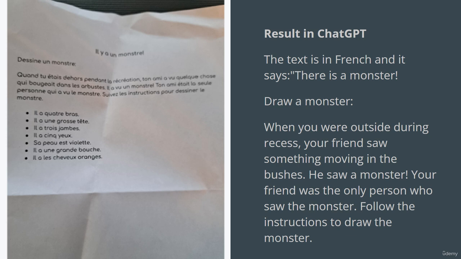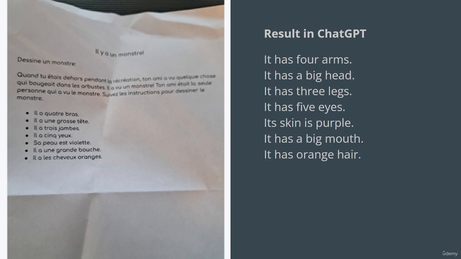You can see it saying, this is a monster, draw this monster. And when you're outside during recess, your friend saw something. I mean, you can read the whole thing here, but then it describes it. It says it has 4 arms, a big head, 3 legs, 5 eyes, purple skin, a big mouth, and orange hair. And then I said, okay, draw it.